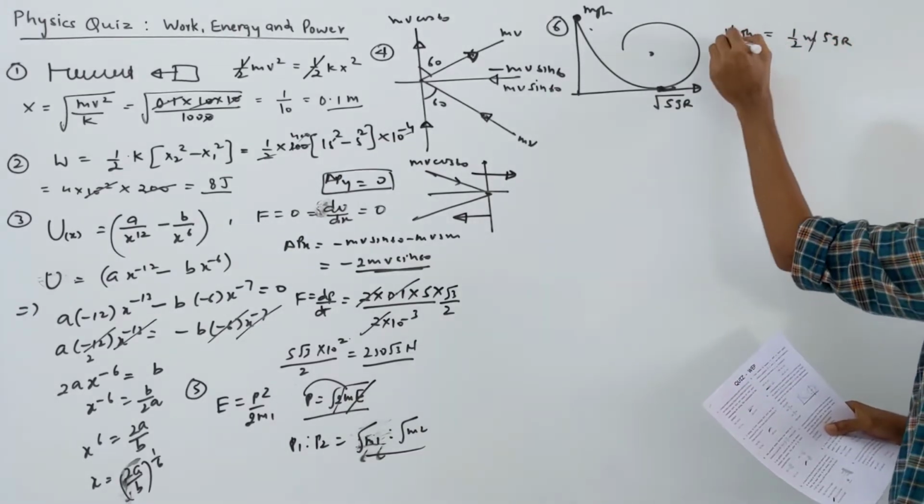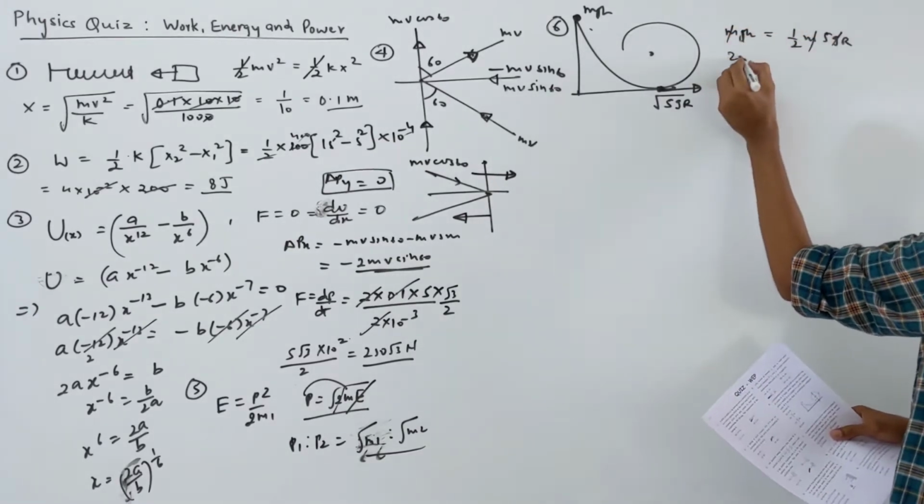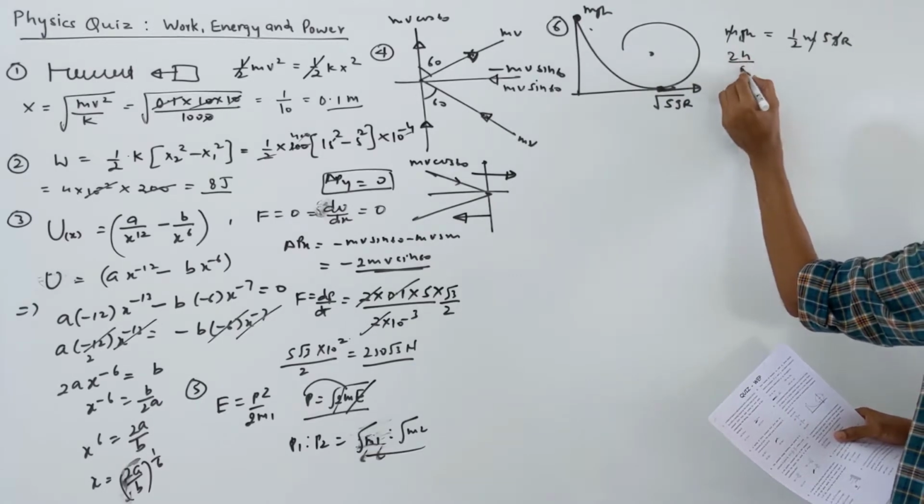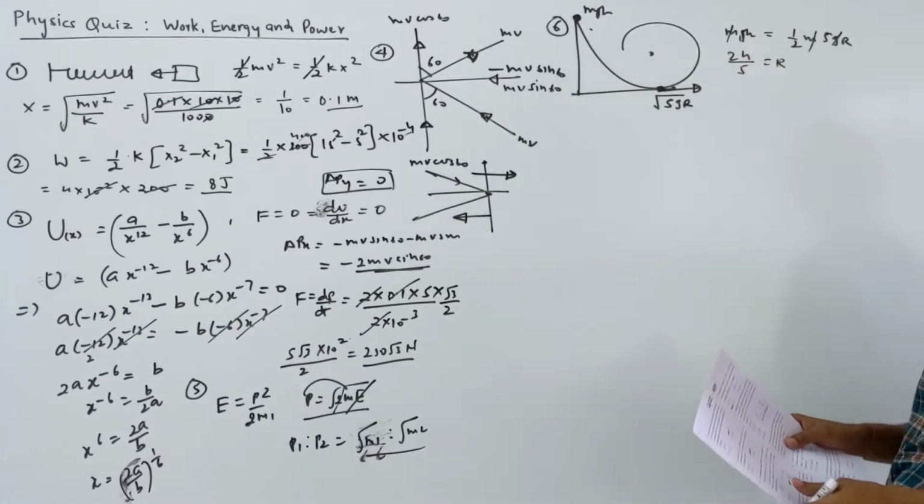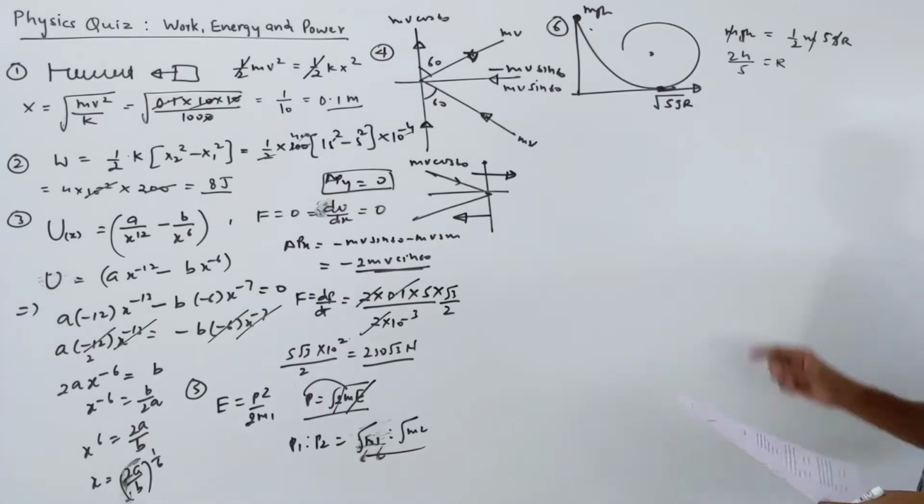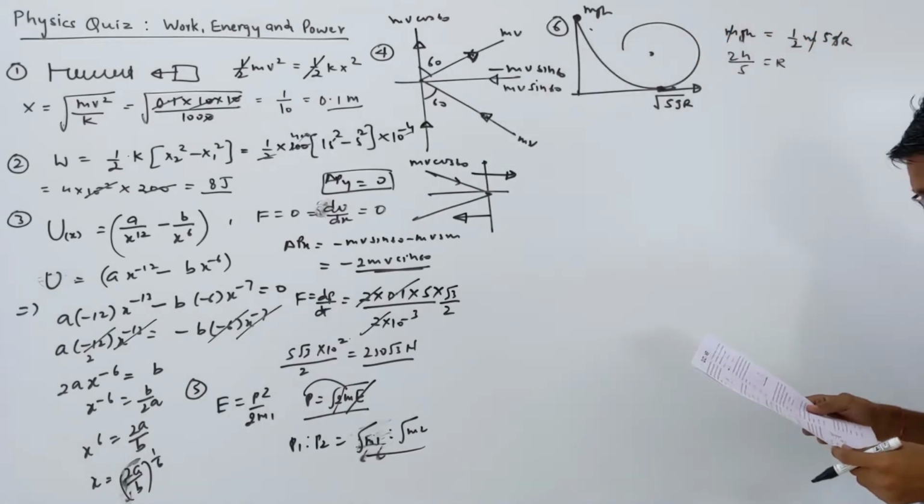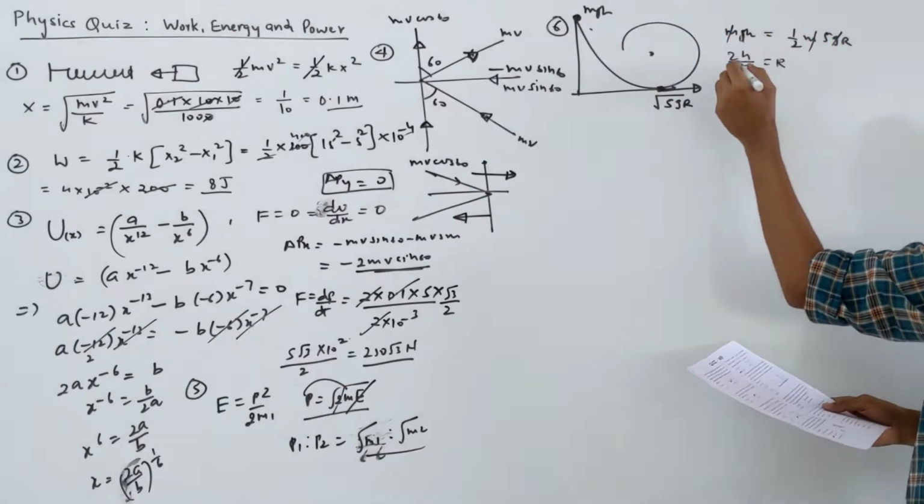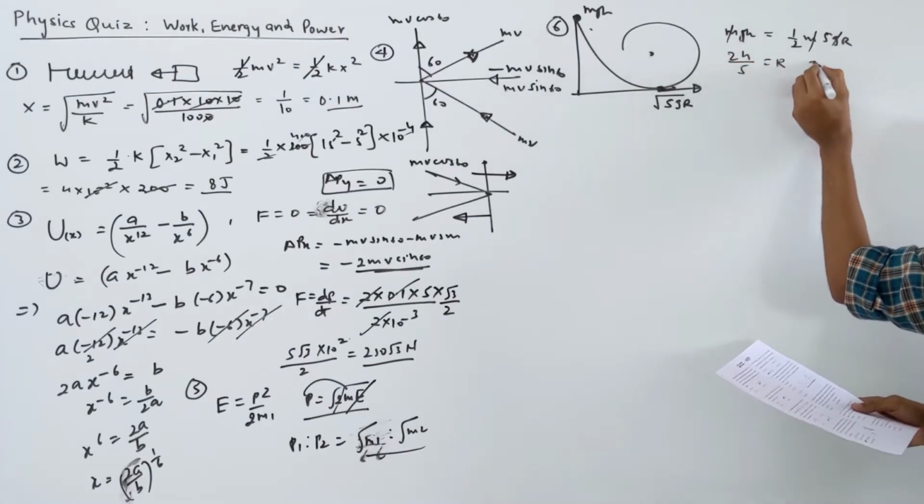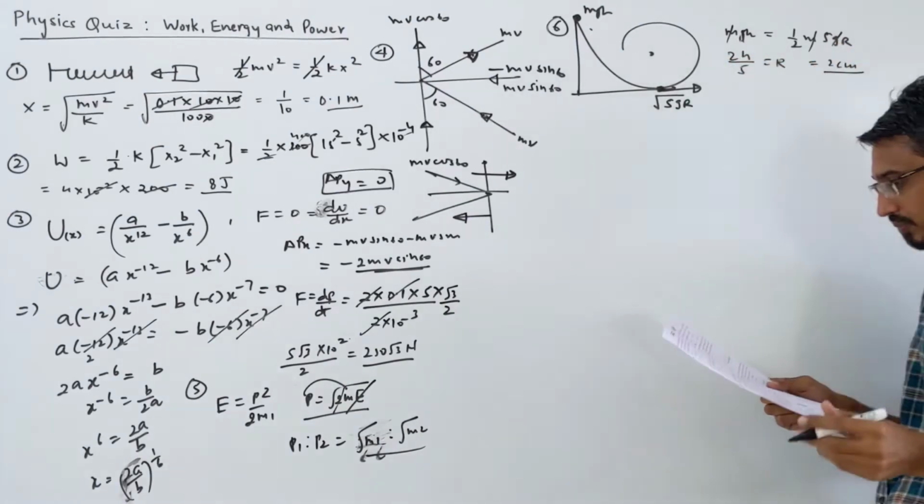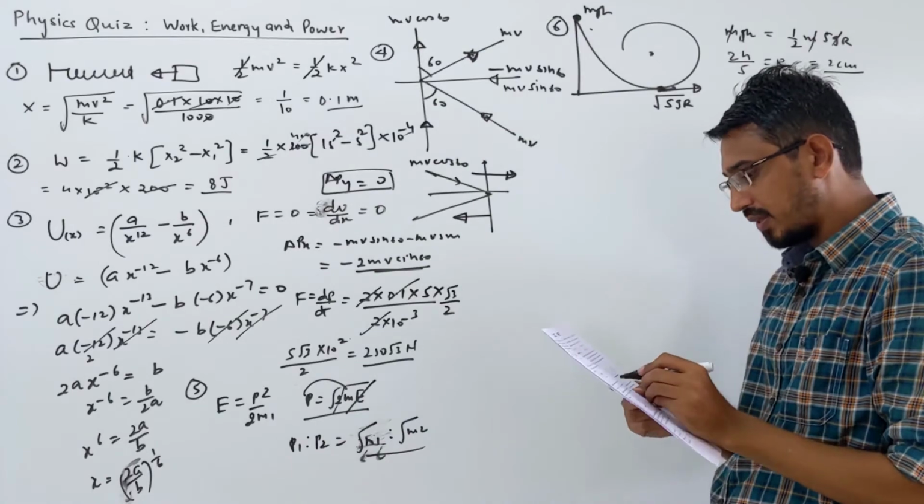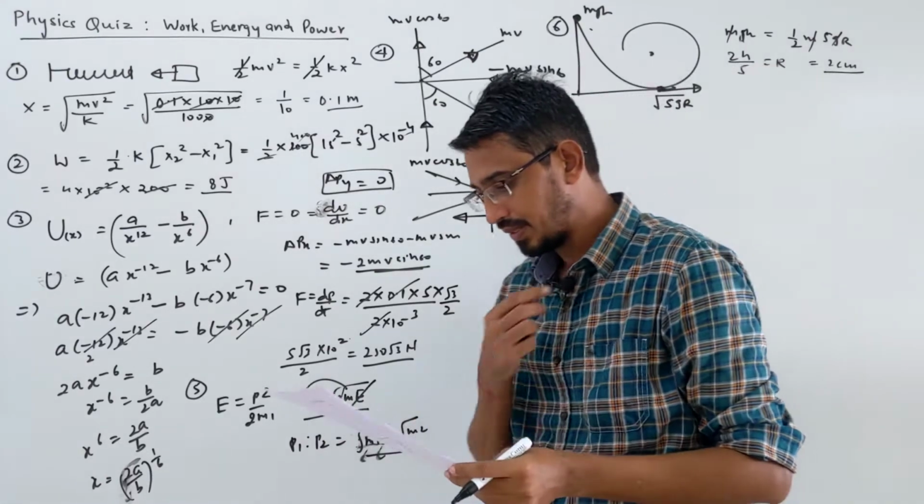m can cancel, g also you can cancel, so you get 2h by 5 equal to r, right? 2 came here, 5 came down. Correct. h is already given to you as 5 centimeter. So if you put 5 here, r becomes simply 2 centimeter. That's given in your fourth option.